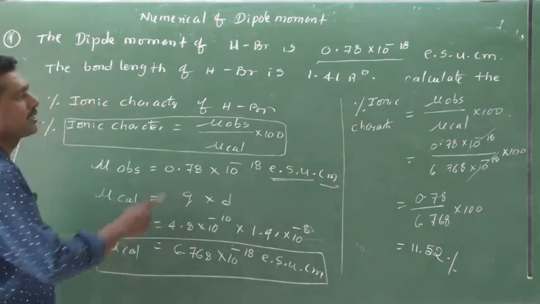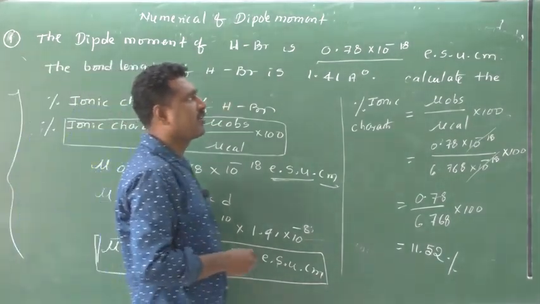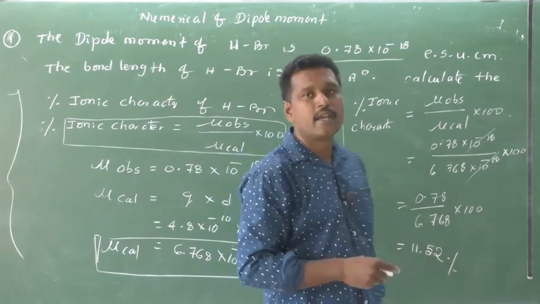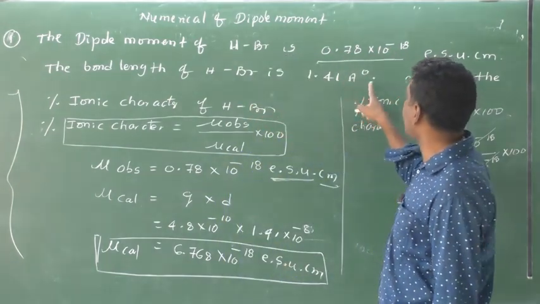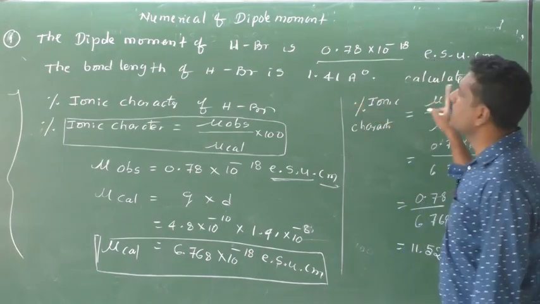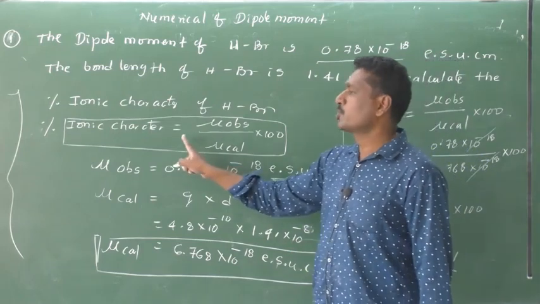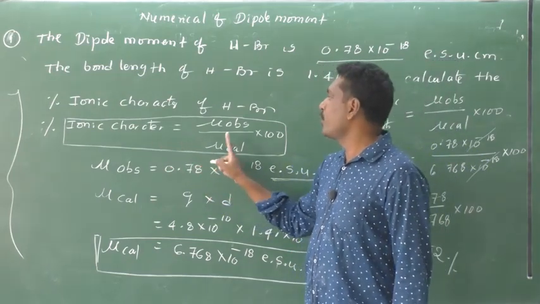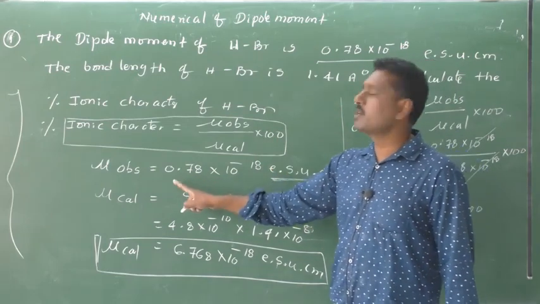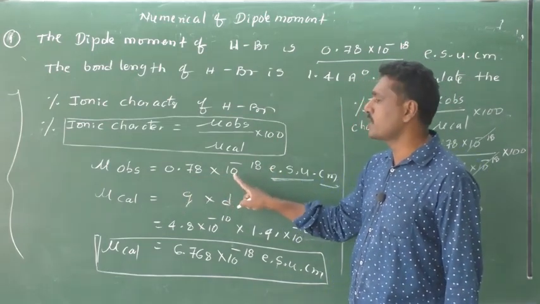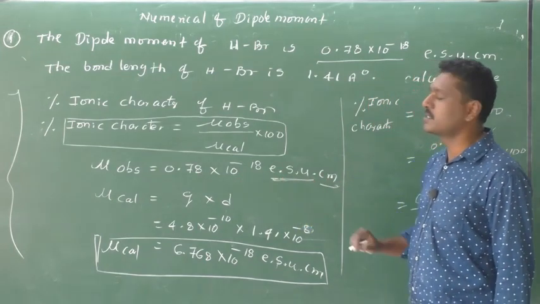So like this we can calculate the problem. The dipole moment of HBr is 0.78 into 10 power minus 18 ESU centimeters. The bond length of HBr is 1.41 angstroms. Calculate the percentage ionic character of HBr. This is the problem. So percentage ionic character equals mu observed by mu calculated into 100. So mu observed is given, the value is 0.78 into 10 power minus 18 ESU centimeters.